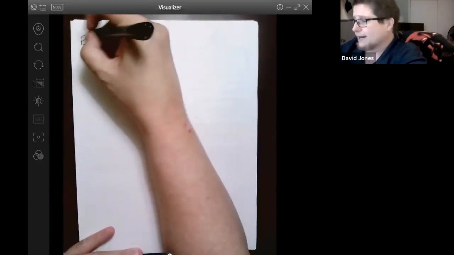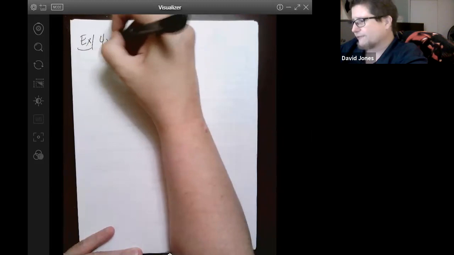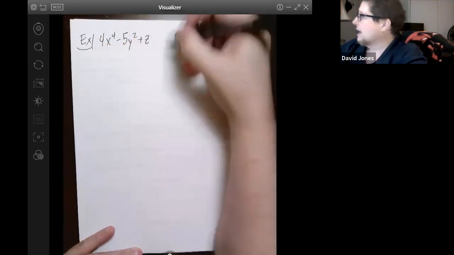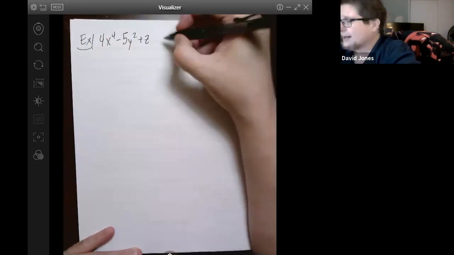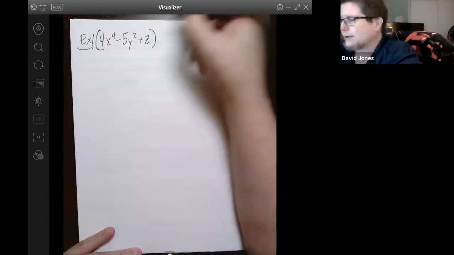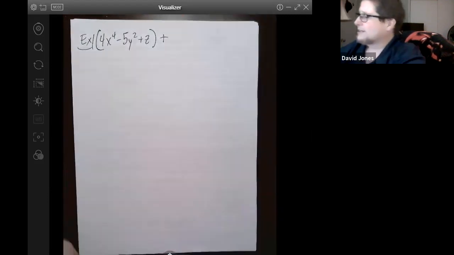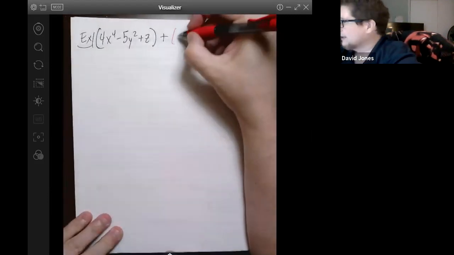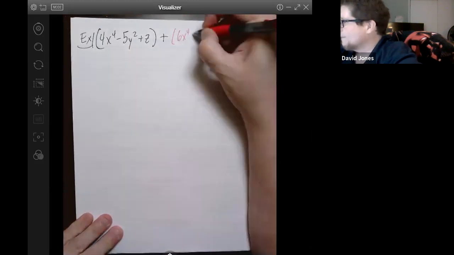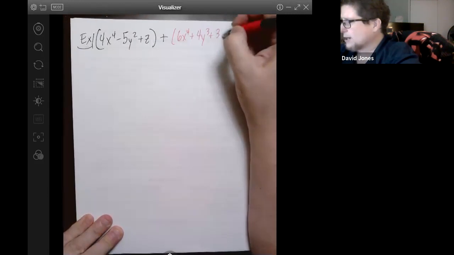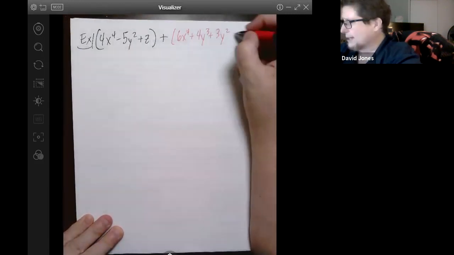Let's say we have 4x to the fourth minus 5y squared plus z. And I'm going to add, that's one polynomial. And then I'm going to add to it, I'll use a different color for the other polynomial so it's clear it's a different polynomial I'm adding to it. Let's add 6x to the fourth plus 4y cubed plus 3y squared minus 2z.